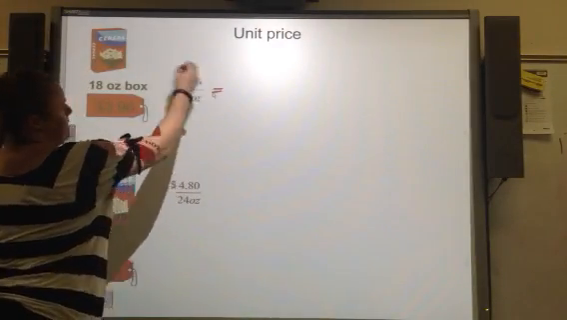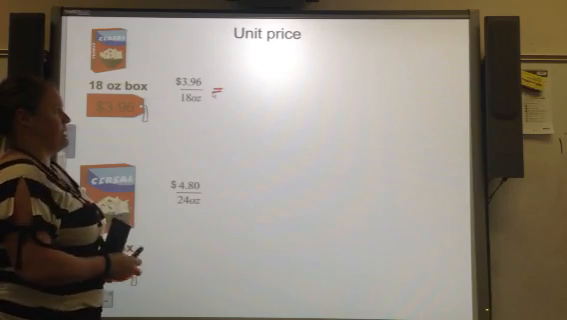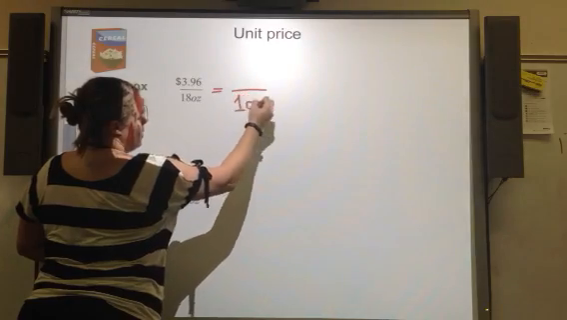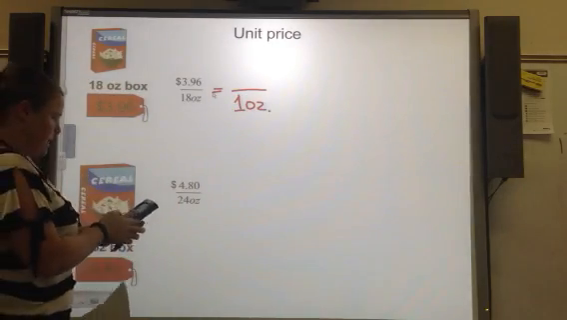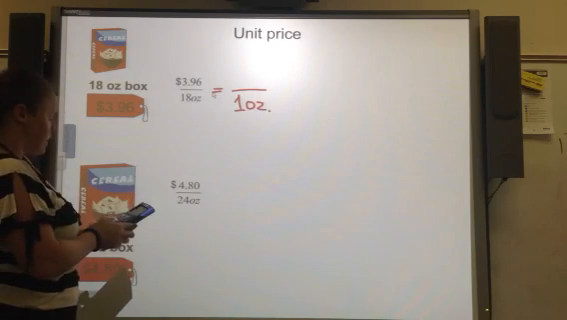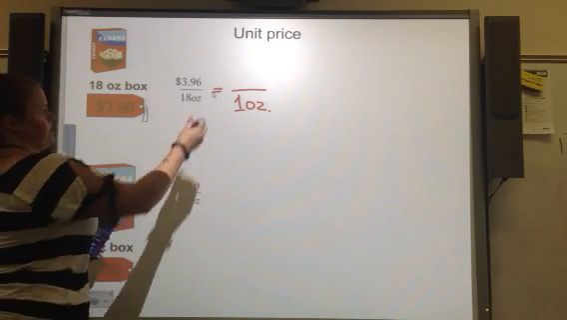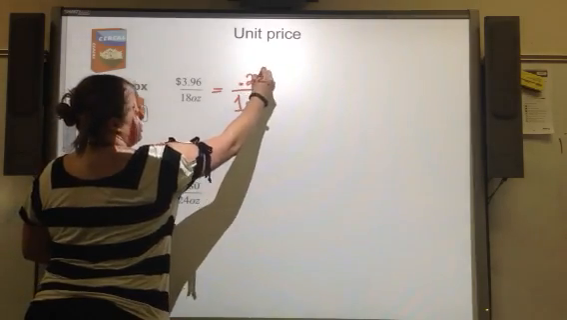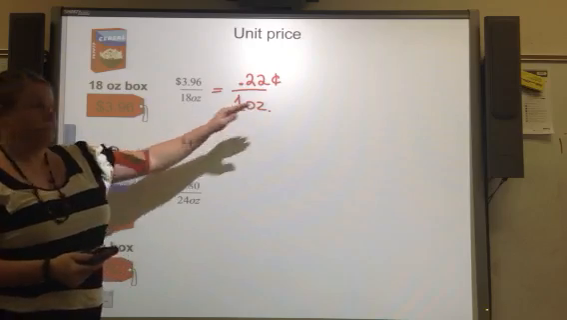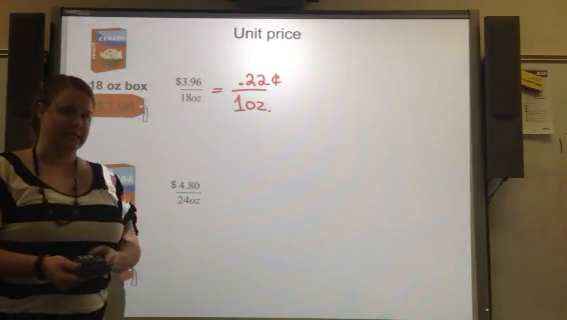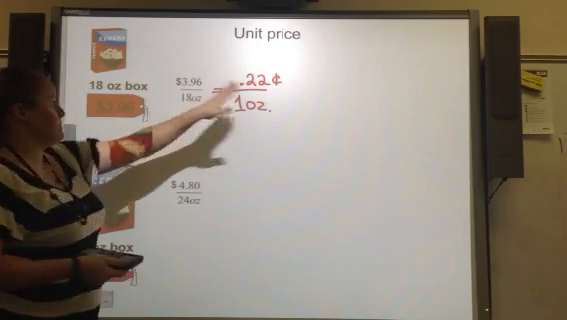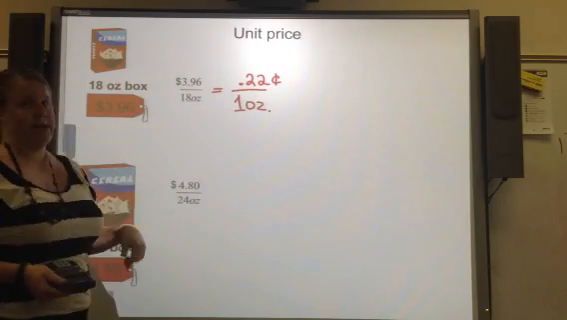So I write down my ratio, $3.96 for 18 ounces, and I'm trying to figure out what 1 ounce costs. So I take my calculator and I divide $3.96 divided by 18. And I get 0.22. So that tells me that every ounce of this cereal costs 22 cents. And since this box has 18 ounces, flipping it, 18 times 22 cents equals $3.96.